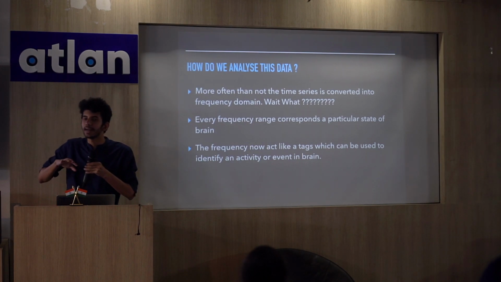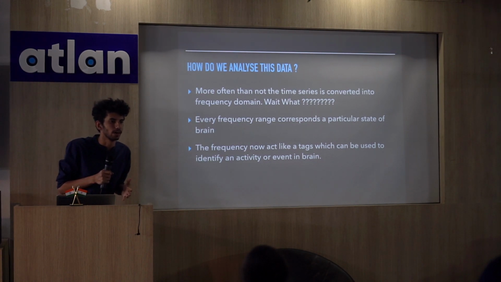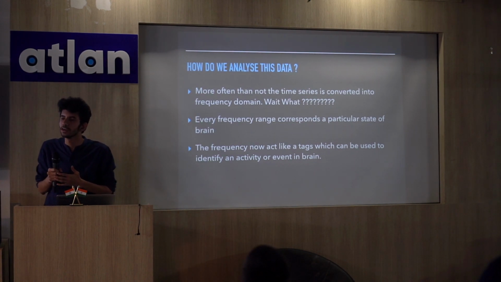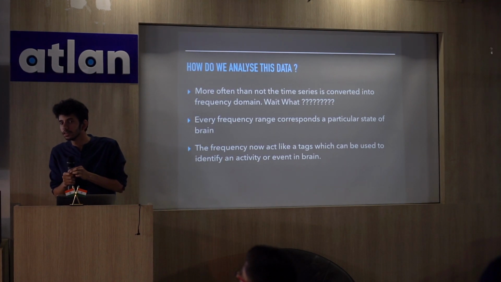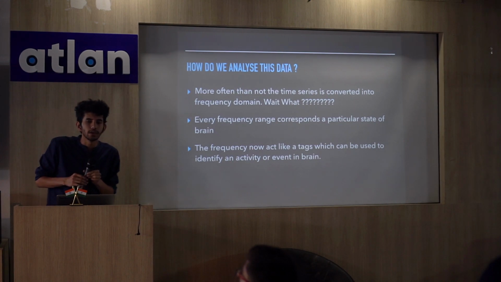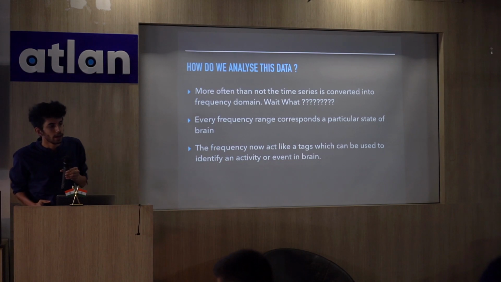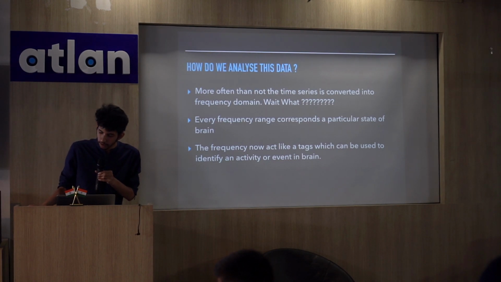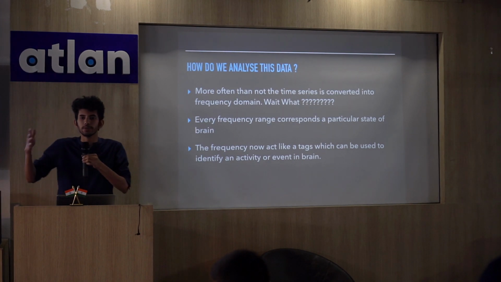So time series data has its own properties. For example, we can see the standard deviation in the data, the mean in the data, and other features like kurtosis and skewness, but that's not what the brain is all about. The brain is about how it thinks, the process behind the brain. And how we generally do that is by converting the time series data to a frequency domain.